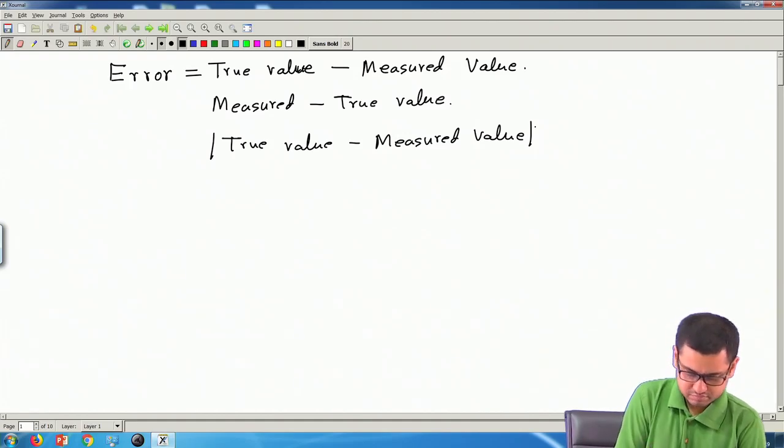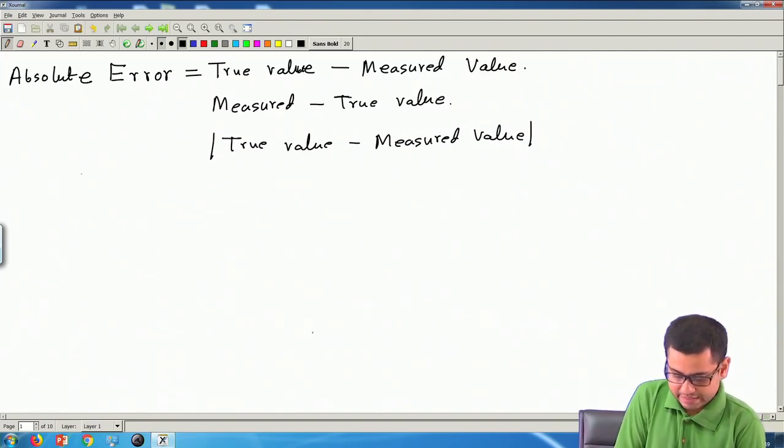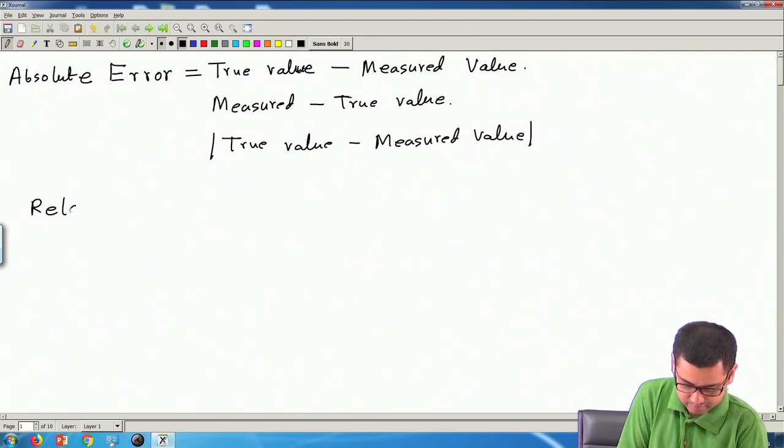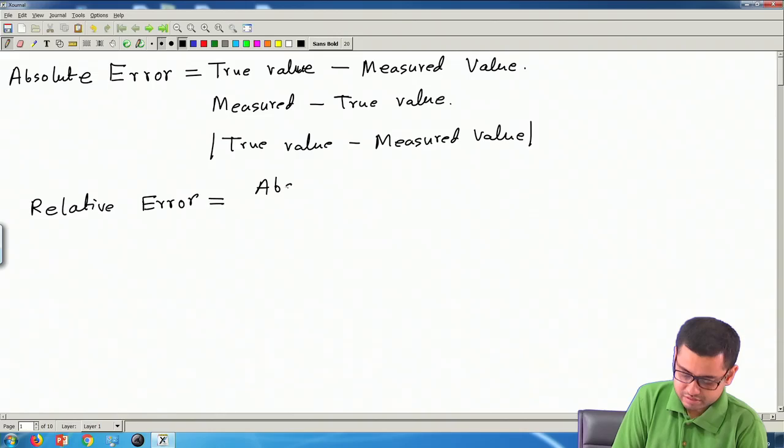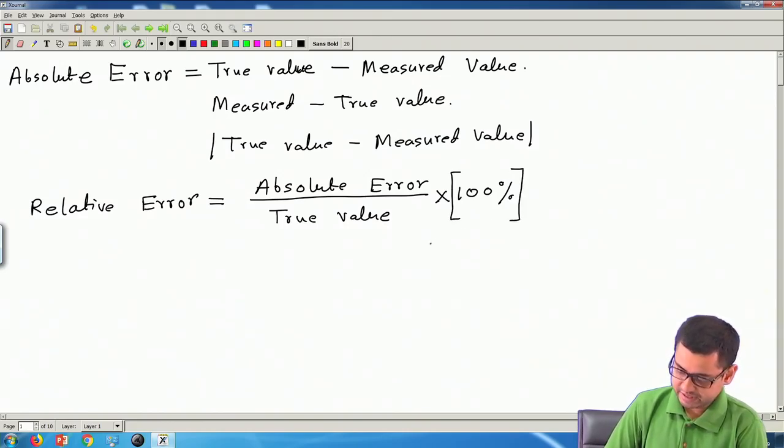Okay, but this error we will call an absolute error. And we can also define what is called the relative error. What is relative error? This is absolute error divided by the true value. And if you want to express it in percentage, then you can multiply it with 100. So this is optional. You can either express it in percentage or in per unit, so multiplication with 100 is not required. Depending on the way you want to express it, you multiply it with 100 or not.